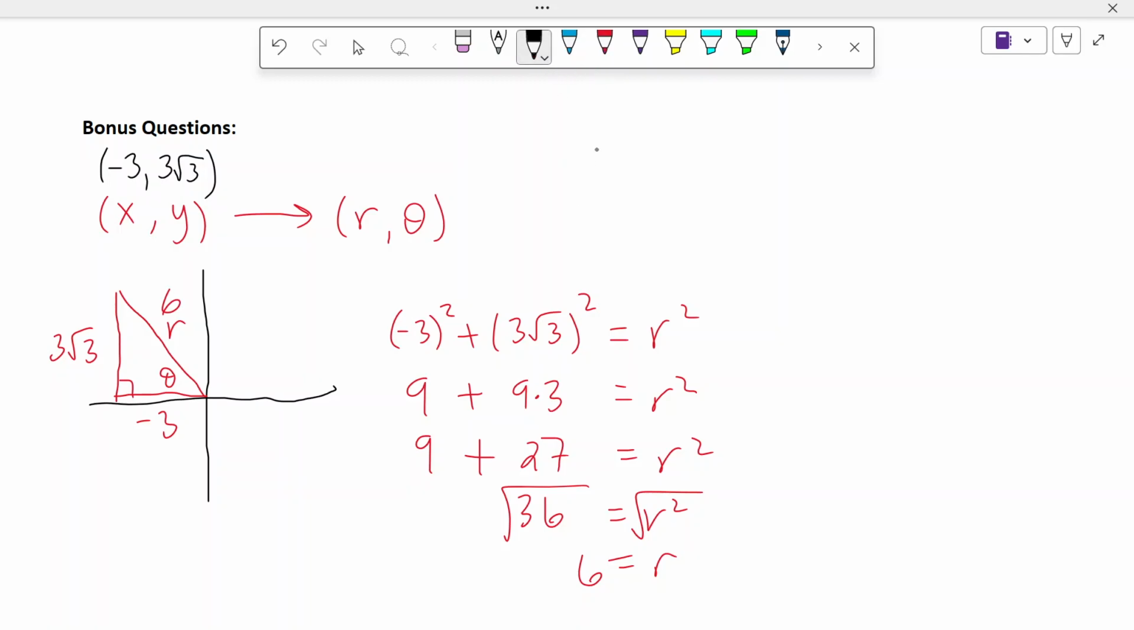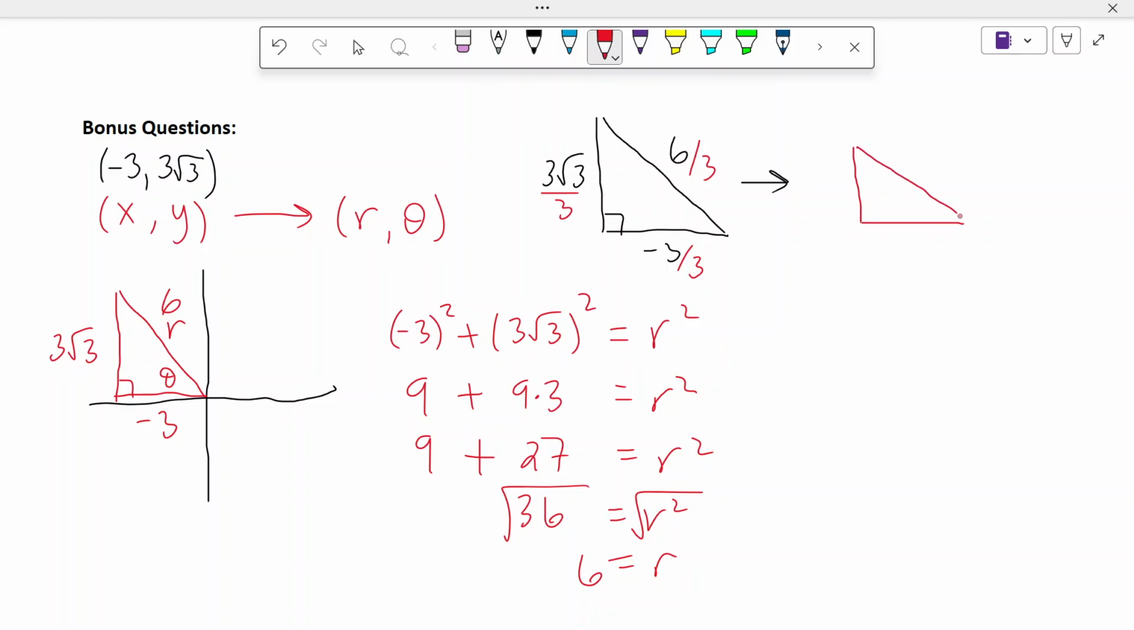Here's what I should notice. Instead of doing the tangent inverse, I can still do the tangent inverse, but I might notice something here. It's -3, 6, and 3 root 3. Notice something about all these? They all have a 3 in common. I can divide everything by 3. And this is just a larger version of a classic triangle, which is a 1, 2, and square root of 3. That's a famous triangle.